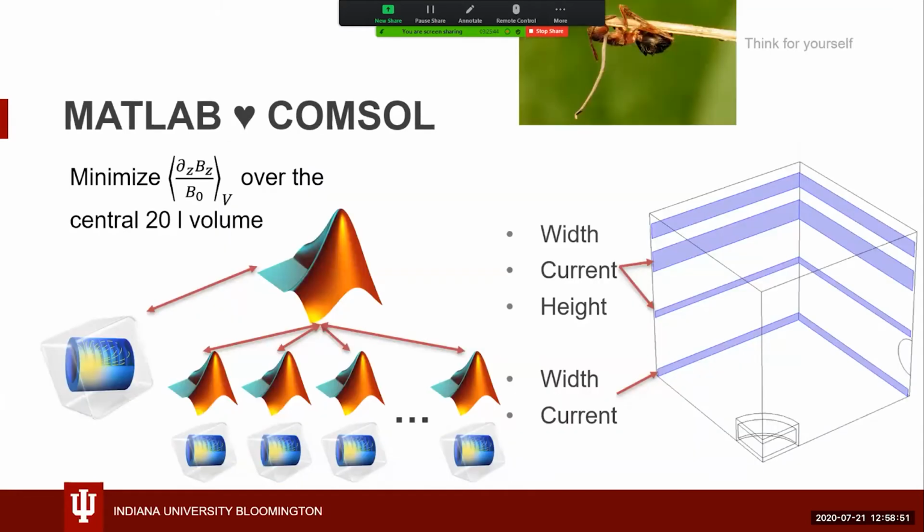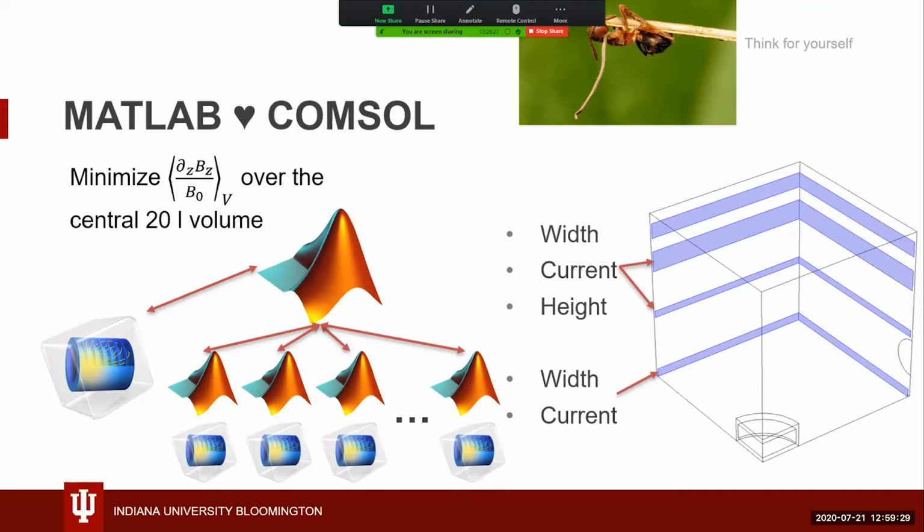And so this is an optimization problem with, depending on how you've framed it, 7 or so free parameters, where we're looking at the width of the current bands, the current density in each band, and their vertical placement. With all of that, we want to minimize, for example, the volume average of the relative Z gradient of the magnetic field across our central 20-liter volume.